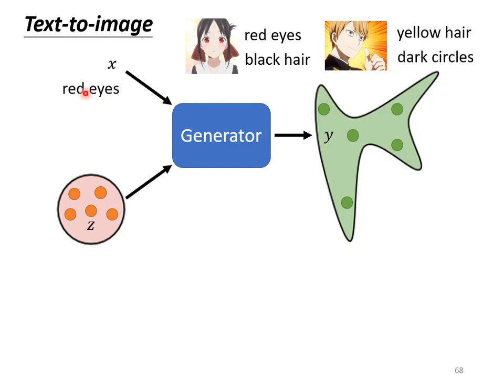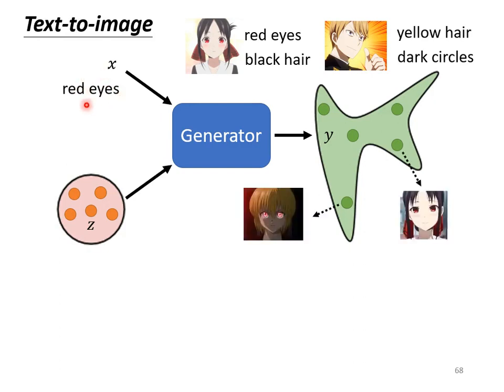Okay. Then, you expect that you input red eyes, and then the machine can draw a character with red eyes. But, the characters drawn are different every time. What kind of character it draws depends on what kind of Z you sampled. If you sampled a different Z, the drawn characters would be different but have the same red eyes. This is what text to image wants to do.